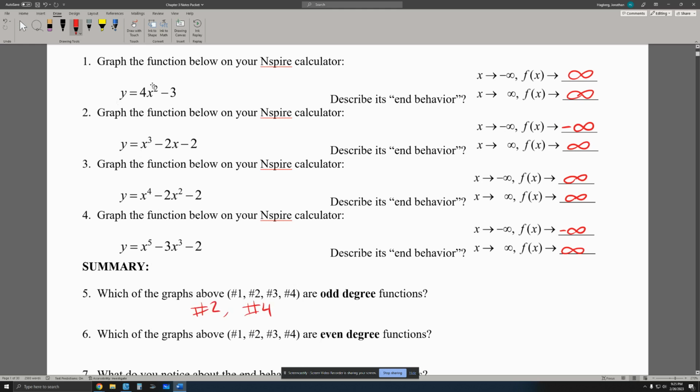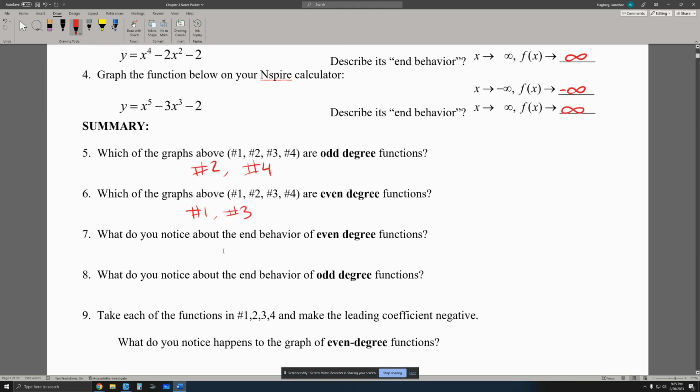Which are even degrees? So we're looking at the quadratic here, and we're looking at the quartic here. So this would be graphs 1 and 4. I'm sorry, 1 and 3. 1 and 3. All right, so what do you notice about the end behavior of even degree functions?